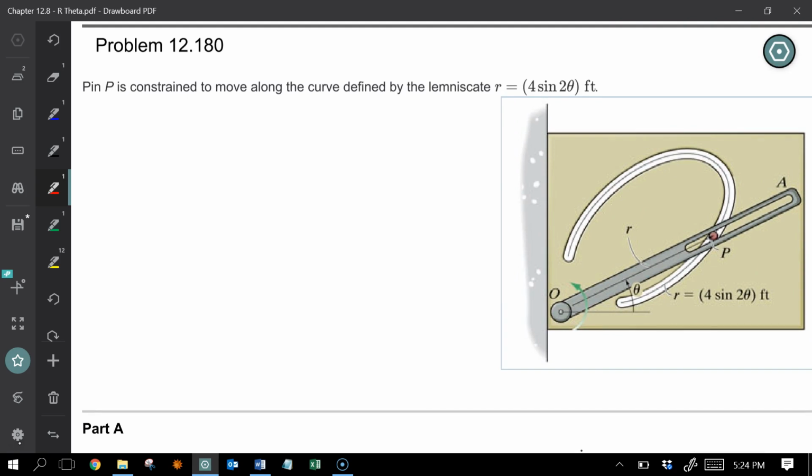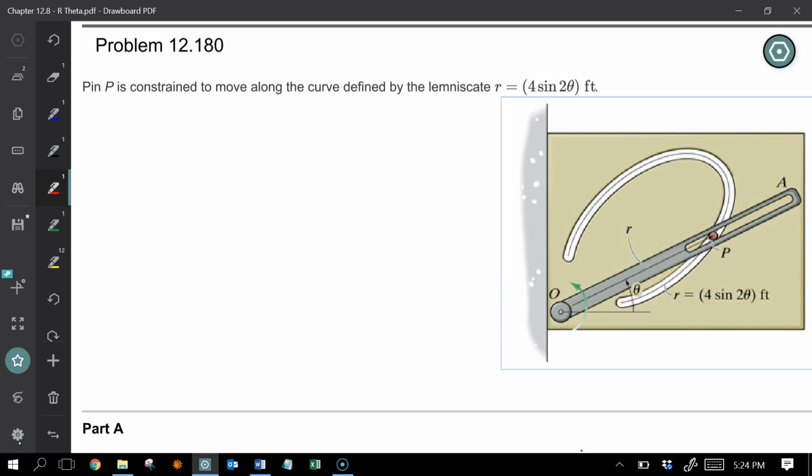How many degrees of freedom? There's 1 degree of freedom because the peg can move around in the white little curve. If you stop it from moving in the white curve, then everything else stops. So it's 1 degree of freedom. That means if you give me one angle, I can find distances that you want.